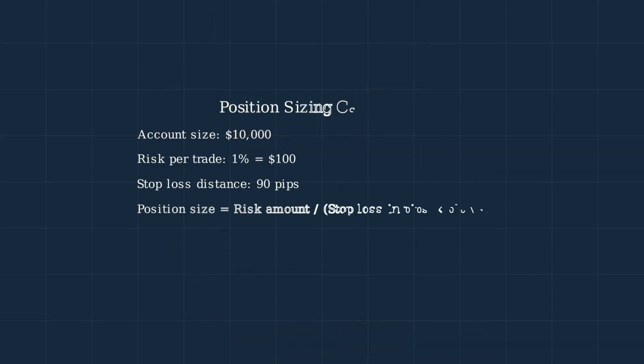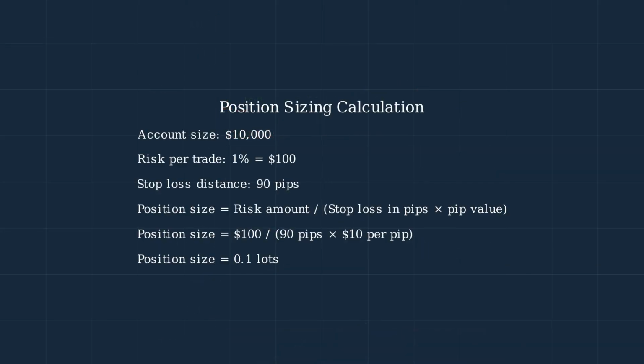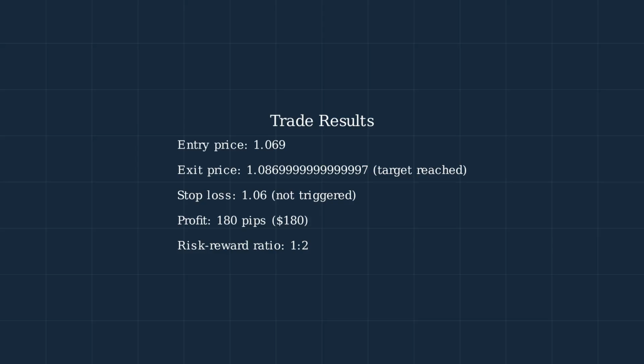Now let's calculate our position size based on our risk management rules. With a $10,000 account and risking 1% per trade, we're willing to risk $100 on this trade. Given our stop-loss distance and pip value, we calculate a position size of 0.1 lots. Let's look at the outcome of our trade. In this example, price reached our target level, giving us a profit of 44 pips, or $44 per 0.1 lot. Our stop-loss was never triggered.